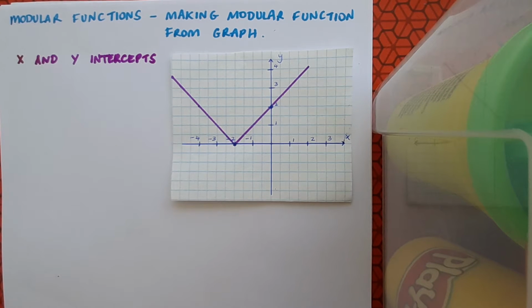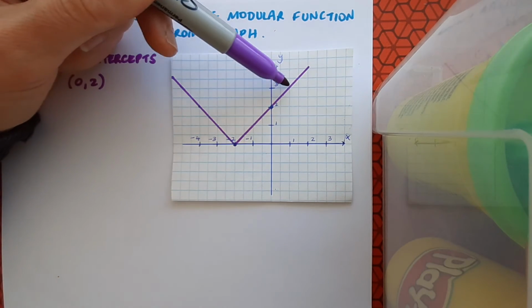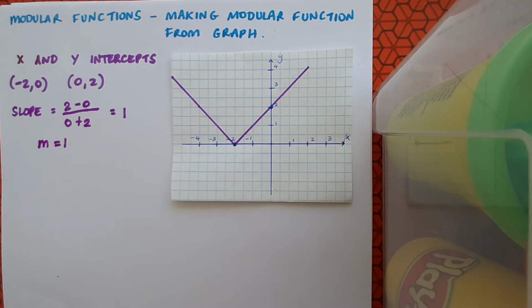The first thing that we should do is make a note of the x and y intercepts. In this case, those are minus 2, 0 and 0, 2. I can use these 2 points to get a slope. Now, obviously, since I'm going to use minus 2, 0 and 0, 2 to get a slope, that'll be the slope of this portion of the modular function. And my slope comes out as 1. Don't forget that I can call slope m.